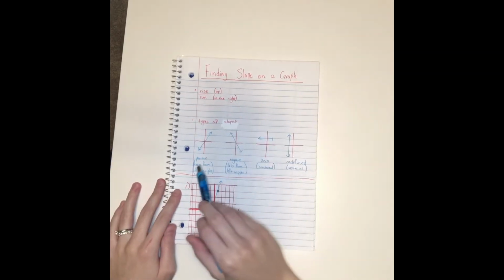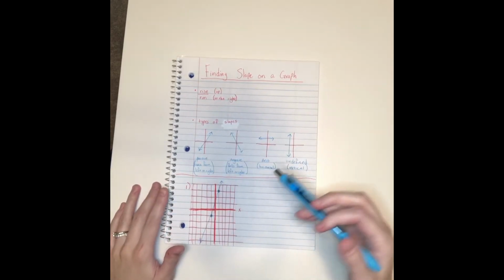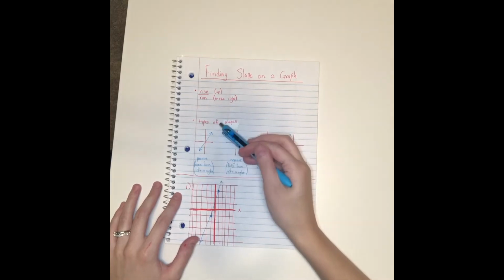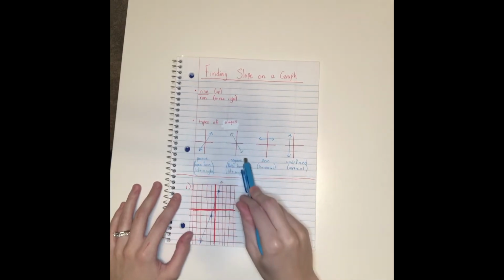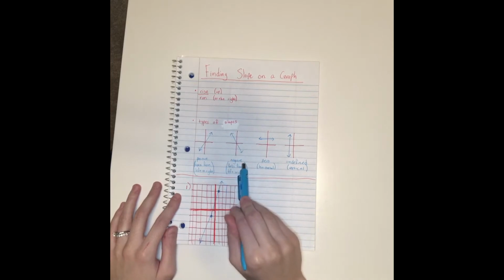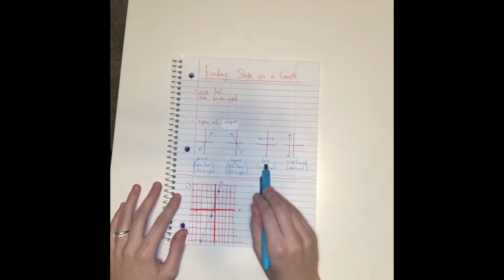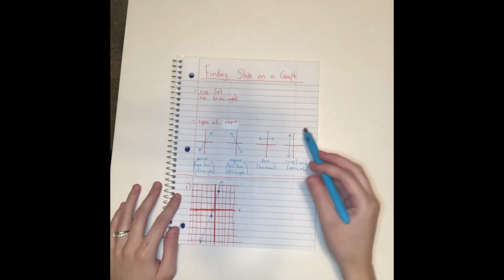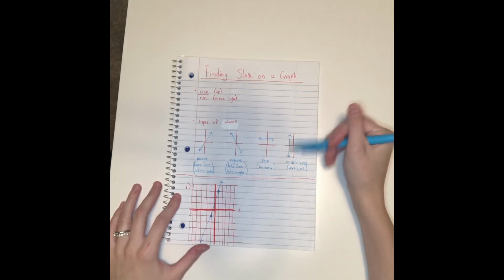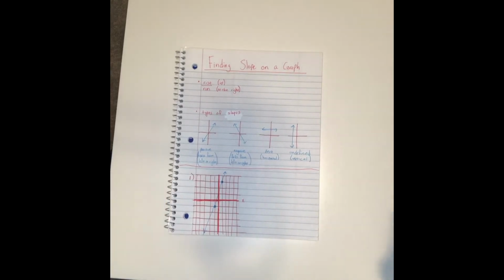There are four types of slopes you could possibly get. You could get a positive one, which is going to rise from left to right. You could get a negative one, which is going to fall from left to right. You could get a zero slope, which is just a horizontal line. You could also get an undefined slope, which is just a vertical line. So let's look at some actual examples.